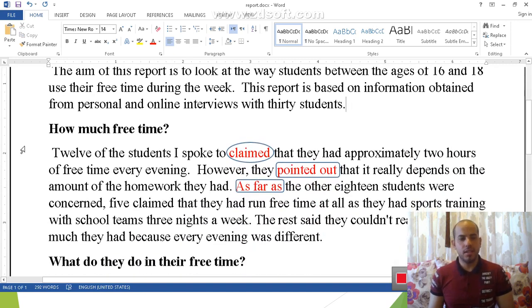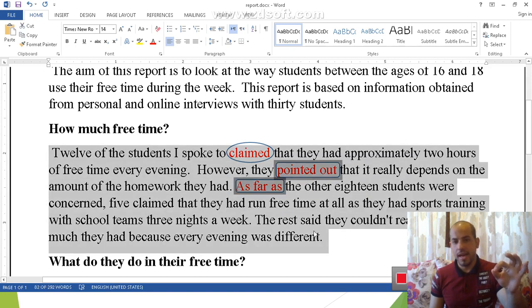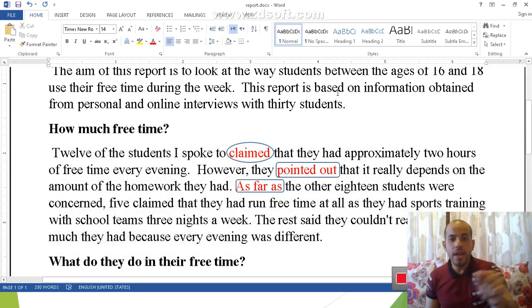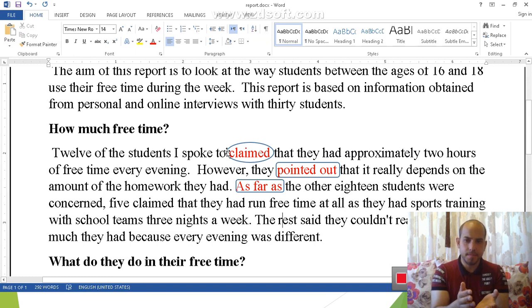This is the question that I wrote here, okay? You can see how much free time. This is the question. Then I have started to analyze the question. You can notice here that I use the verb claimed. And claimed, as you know, is a reported verb. So I use reported verbs.